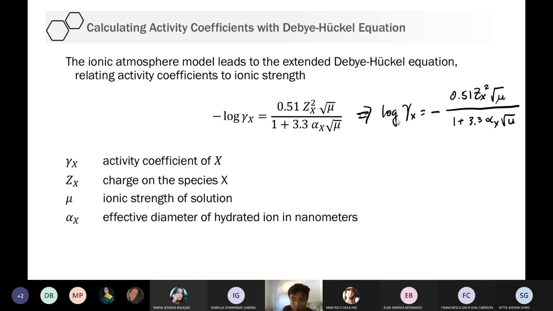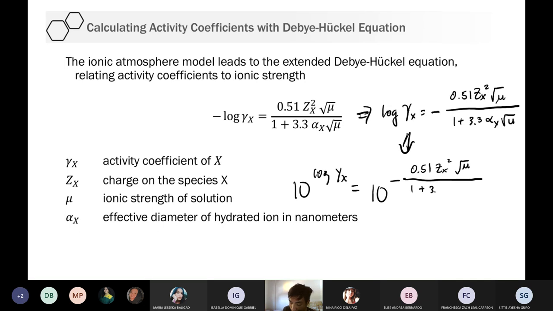So, minultiply ko na yung negative side sa kabila. Then, to get gamma, I will get the anti-log lang. So, kunin natin yung anti-log. So, that's 10 raised to your functions. Okay. So, gagawin ko, that will be 10 raised to log gamma x equals 10 raised to negative ng fraction na to, 0.51 zx squared square root of mu divided by 1 plus 3.3 alpha square root of mu.